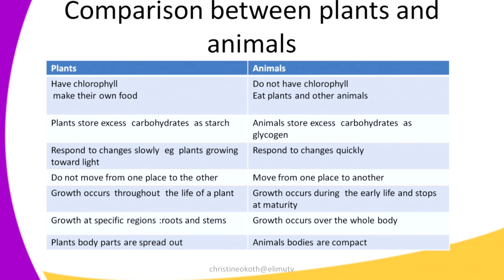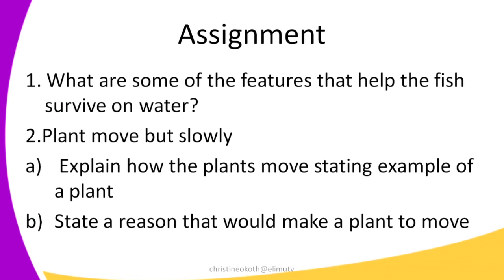And that has been our lesson. And as we wind up, I'd like to leave you with an assignment. Assignment number 1, what are some of the features that help the fish survive in water? Then number 2, plants move but slowly. A, explain how the plants move, stating examples of the plant. Then B, state a reason that will make a plant move.